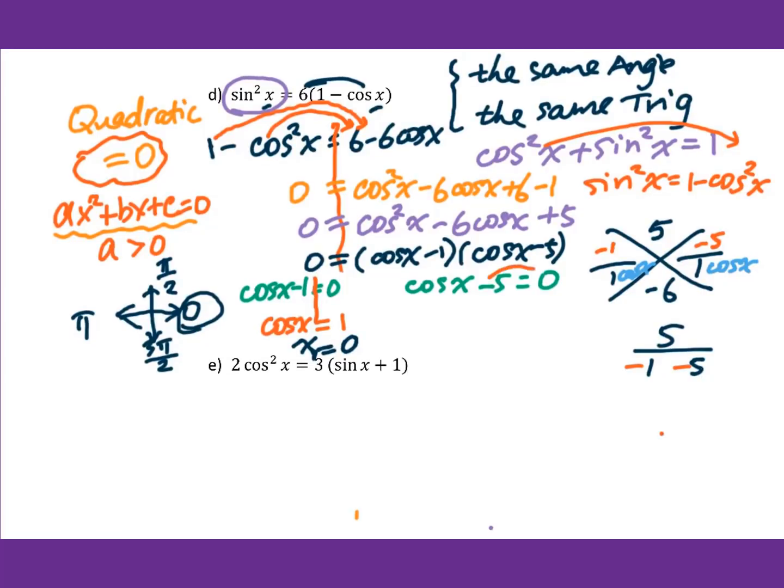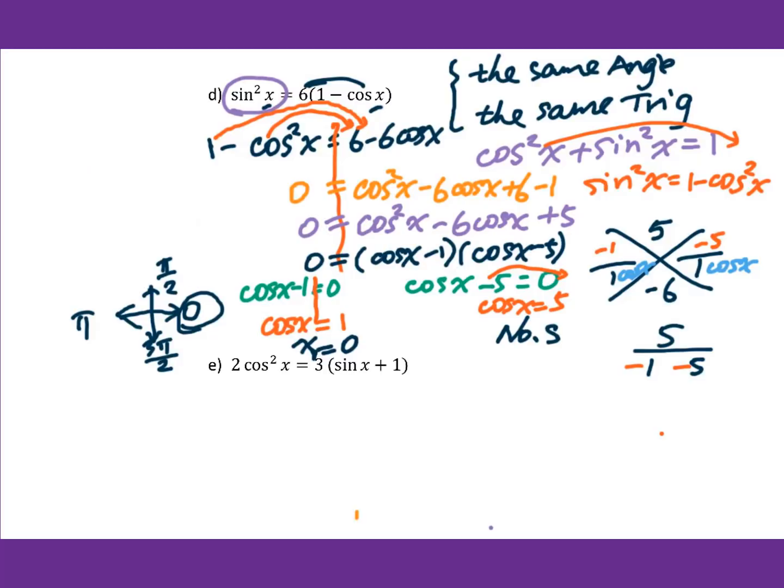For this side, I got cosine x equal to 5. Since the maximum value of cosine x is 1, there's no solution for this side. Since I'm looking for the angle between 0 to 2 pi, 0 over here also 2 pi. So you can write down x1 equal to 0, x2 equals 2 pi. This will be the solution for D.